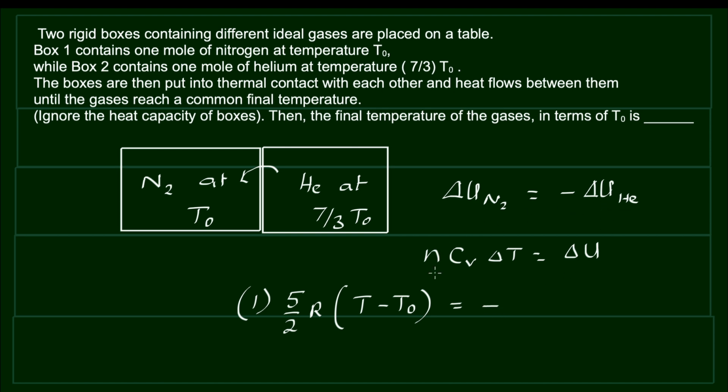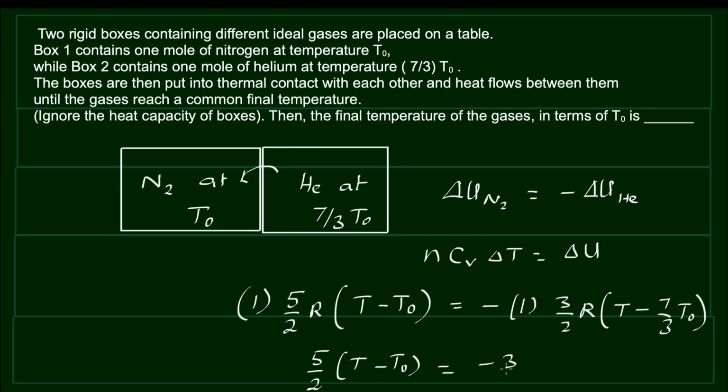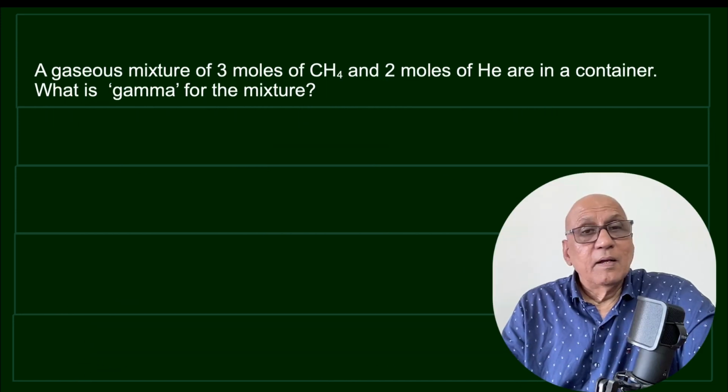Delta U for helium is N, which is 1 mole, times CV for helium. Helium is a monatomic gas, so it's going to be 3 by 2 R times delta T, T minus initial temperature 7 by 3 T naught. There's your equation. R cancels, so it becomes a very simple equation. 5 by 2 (T minus T naught) is equal to minus 3 by 2 times (T minus 7 by 3 T naught). Solving for T, we get T is equal to 3 by 2 T naught. That's your answer. Here is our second problem.